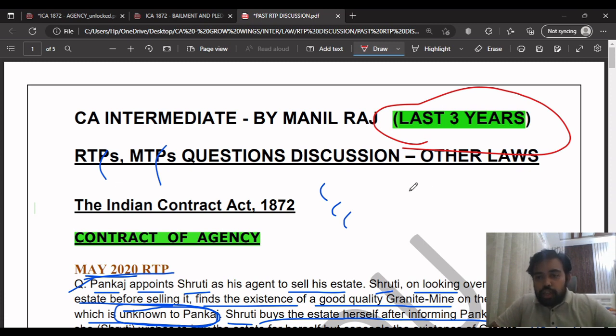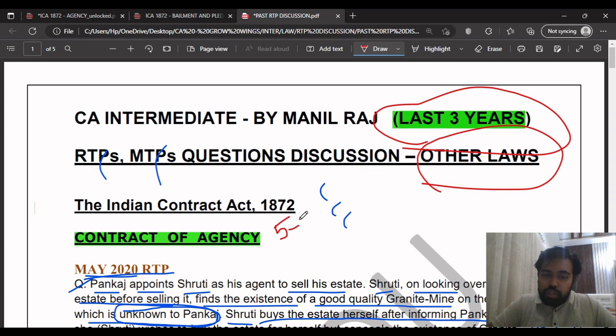Please don't leave out or skip these chapters. The other chapters like bailment, pledge, agency are very easy and very scoring from the exam point of view. Those students who struggle to score marks in theory papers can score marks from these small chapters, because they come for around 5 to 10 marks, which can be very scoring and which will help you pass that exam. Okay, so good luck, study well, and don't waste time.